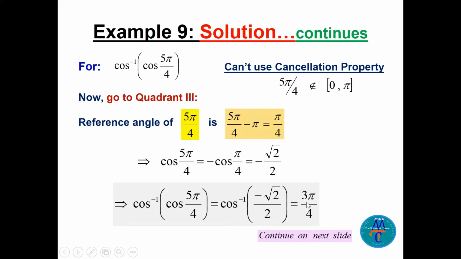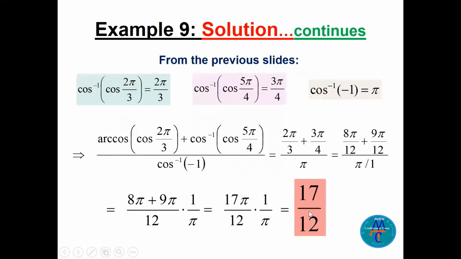So it is 3 pi over 4. Let's put everything together here. So the first one is 2 pi over 3, the second term here is 3 pi over 4, and in the denominator, we have pi.